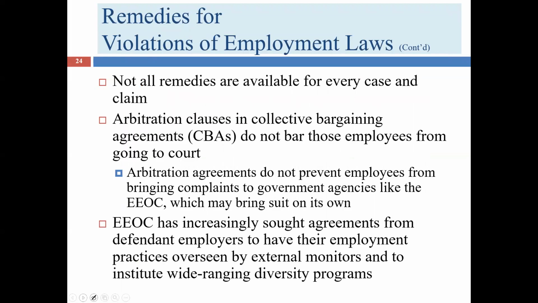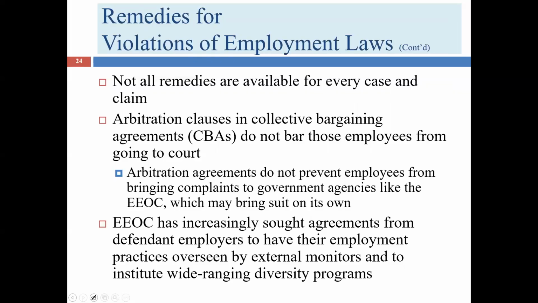Now, not all remedies are available, obviously, in every single case. So some of the things that we talked about before might not apply. Again, for example, if I've found other employment, reinstatement doesn't make sense. And then there are cases where punitive damages won't be considered because the facts are not sufficient to justify that.